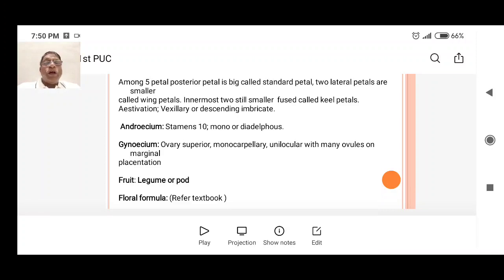Pod means a few-seeded legume is called a pod.